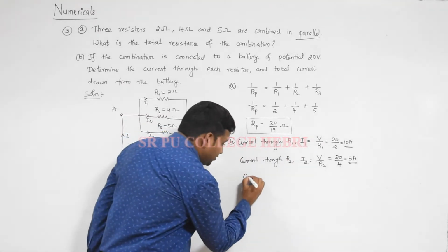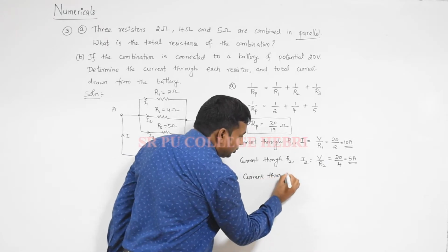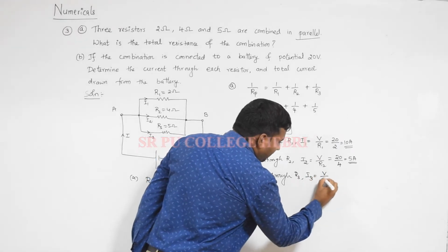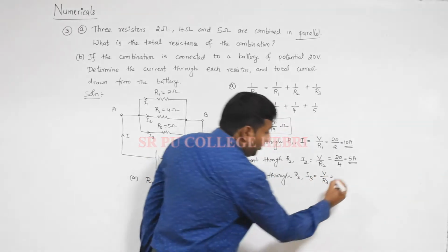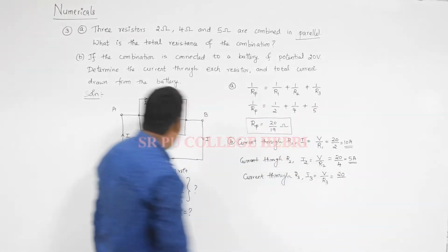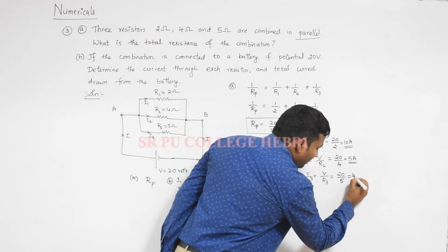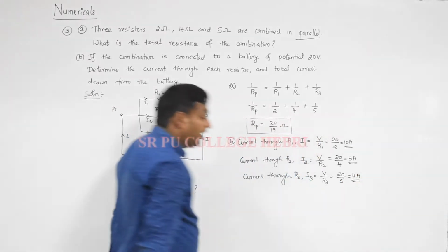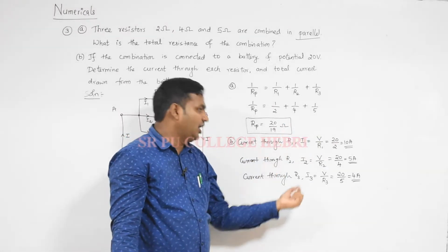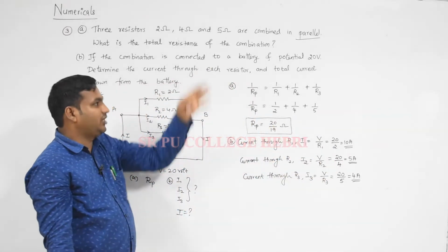Next we consider current through R3, that is nothing but I3 is equal to V divided by R3 is equal to, here potential applied across the combination is 20 divided by resistance R3 is 5 ohm, 20 divided by 5. Answer we got 4 ampere. We got current through each resistor, that is nothing but I1 is equal to 10 amps, I2 is equal to 5 amps, I3 is equal to 4 amps. We got the answer for current through each resistor.